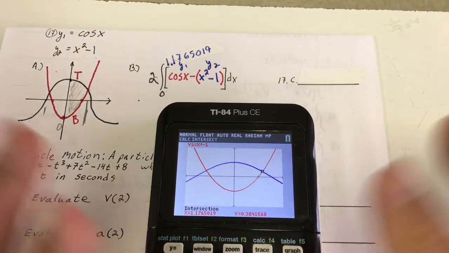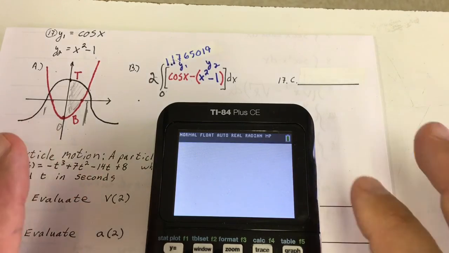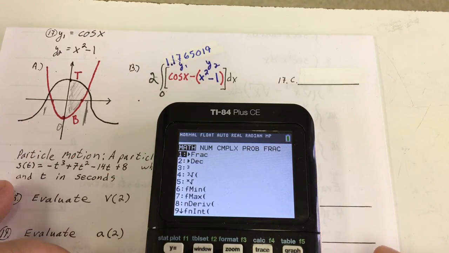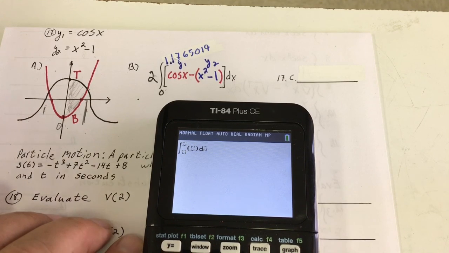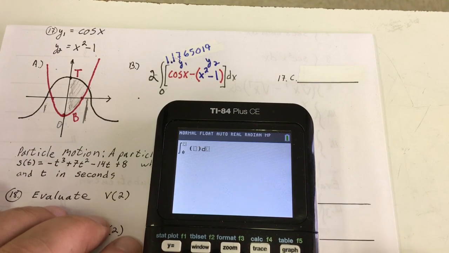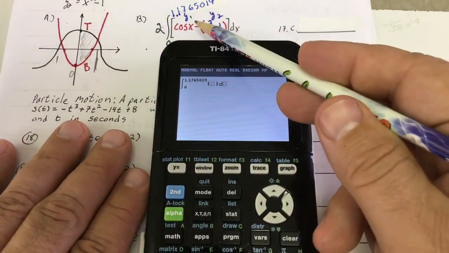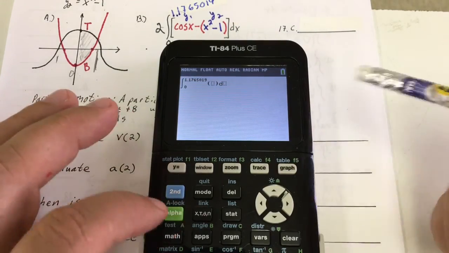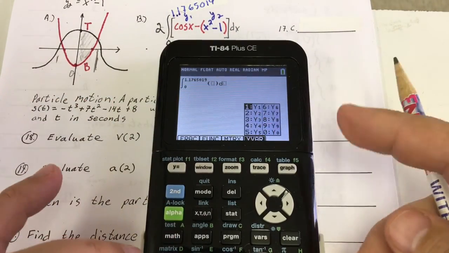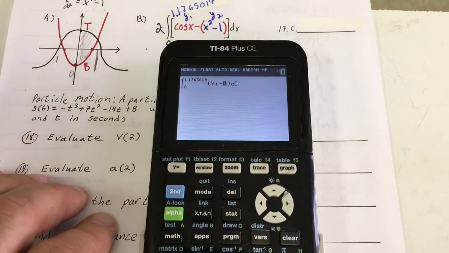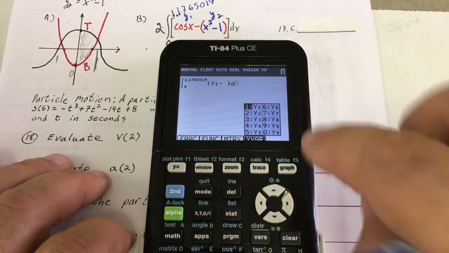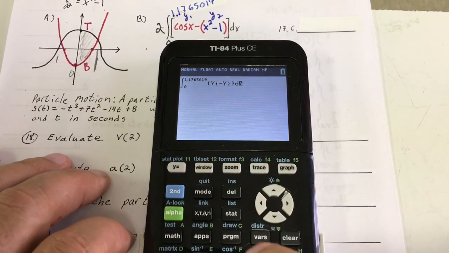Now I'm going to go to my calculator, normal mode, and I'm going to hit math 9, because I want to find the integral. And my lower limit is 0. My upper limit, are you ready for this, is 1.765019. And this is a little trick also. I don't want to have to type in that whole equation, so I'm going to go back to my graph and hit alpha calc, and I'm going to choose y1, which is my upper graph, my top graph, minus alpha calc 2, y2, with respect to x.